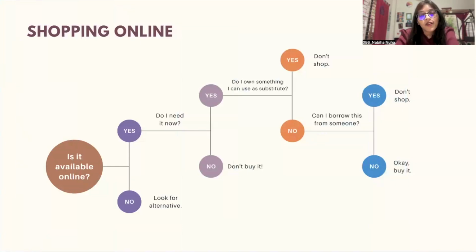Let's say we decided to shop online. The first question then would be, is the product even available online? If yes, do we really need it right now? Each question we ask leads us to our final decision. Now, we can clearly see this resembles a tree.